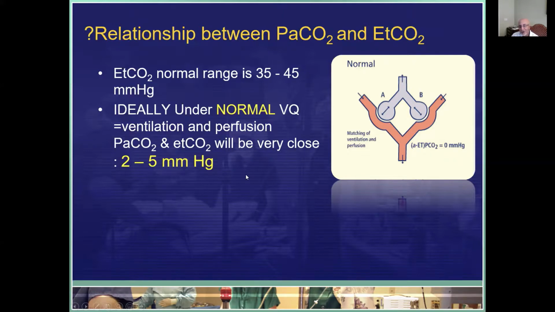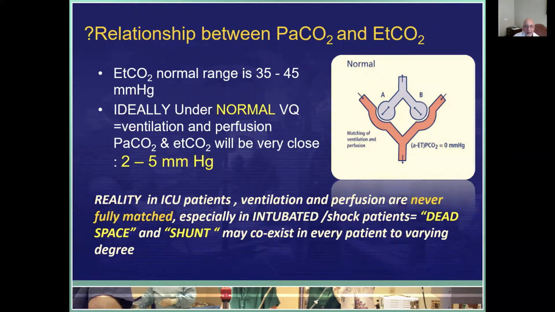Ideally, under normal VQ circumstances, when the ventilation and perfusion are very well matched, as in a normal patient who is not in the ICU, the difference between the PCO2 and end-tidal CO2 is 2 to 5. In reality, in the patients in the intensive care unit, the ventilation and perfusion are rarely fully matched, especially when a patient is intubated. They may have COPD, they may have a low cardiac output, they may be in septic shock, and therefore, in each patient, there is physiology in the lung, which we call either dead space or shunt, which may often coexist, and the end-tidal CO2 is very useful in managing such critically ill patients.